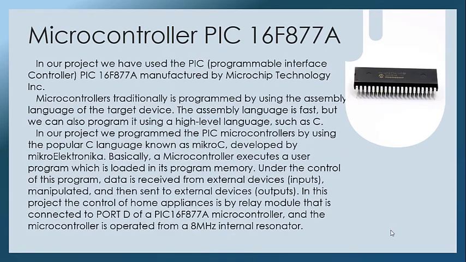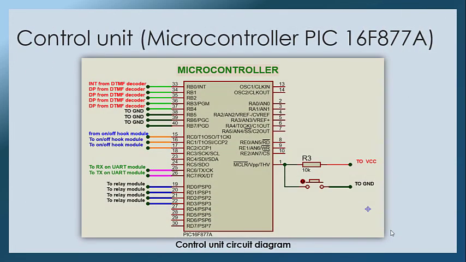Control unit. In our project, we have used the PIC16F877A, manufactured by Microchip Technology. We have programmed the PIC microcontroller using the popular C language known as MikroC, developed by MikroElektronika. The control of home appliances is by the relay module that is connected to port D on the PIC microcontroller, and this chip is operated from an 8 MHz internal resonator. And the next figure represents the control unit circuit diagram.